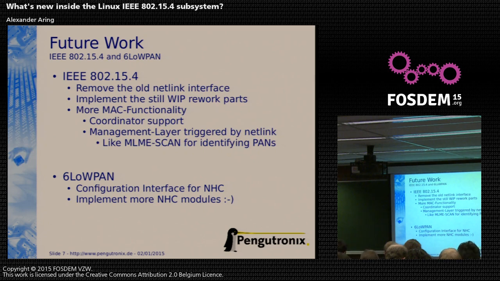And for 6LoWPAN, the configuration interface for NHC: what this means is we also need some netlink interface for next header compression, because for UDP you can decide if you want to add a checksum or a lighter checksum, but at the moment this is very default, so the checksum is always added.